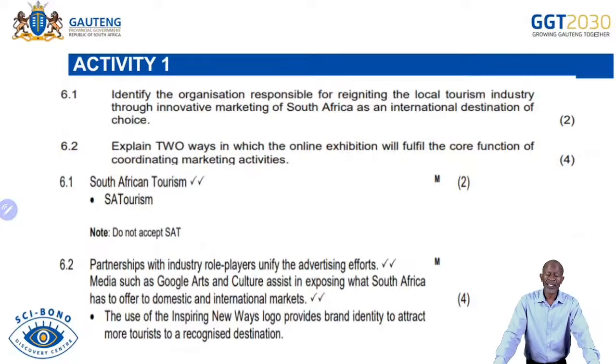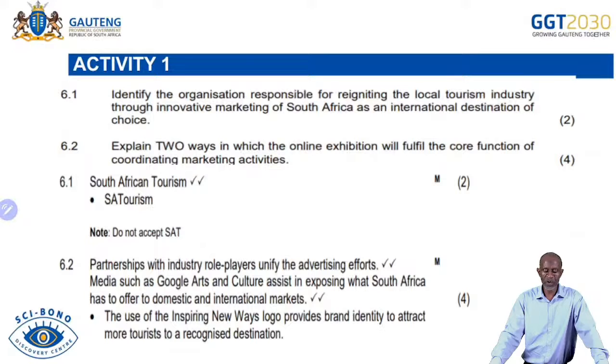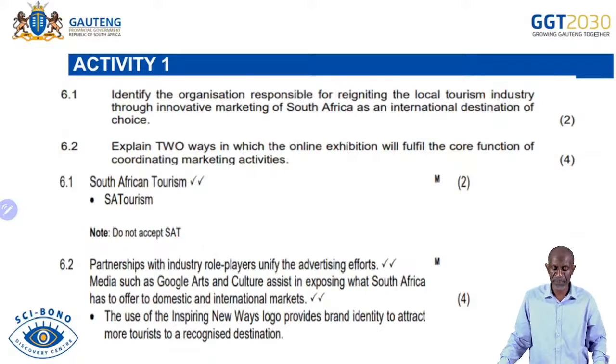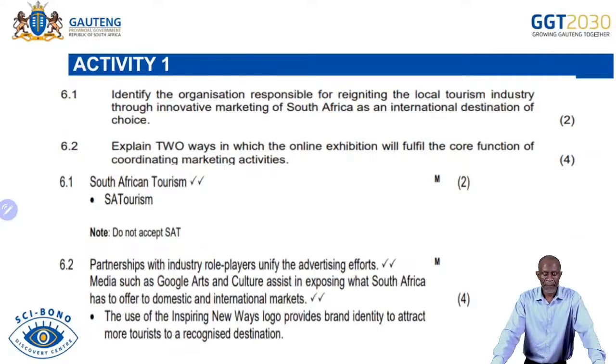Right. Question 6.1 says, identify the organization responsible for reigniting the local tourism industry through innovative marketing of South Africa as an international destination of choice. 6.2 says, explain two ways in which the online exhibition will fulfill the core function of coordinating marketing. As you can see, especially 6.2, it's a high order question. But let's see what the answers are.